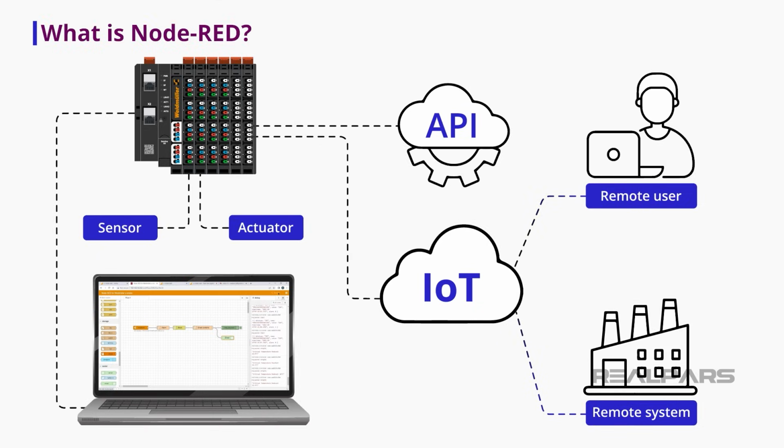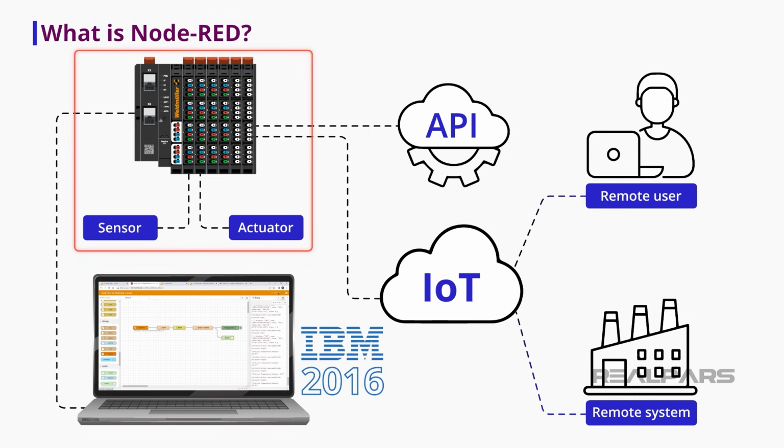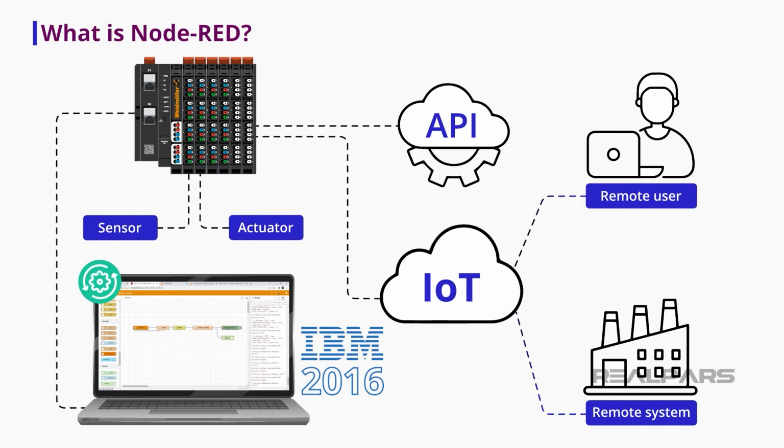Node-RED is a graphical development tool that makes it easy to connect hardware devices, APIs, and online services to each other. Node-RED was originally developed by IBM for internal use, but was made open source in 2016. Since then, it has been adopted by the automation industry as an easy way to create industrial IoT applications that collect, process, and share data through the Internet.